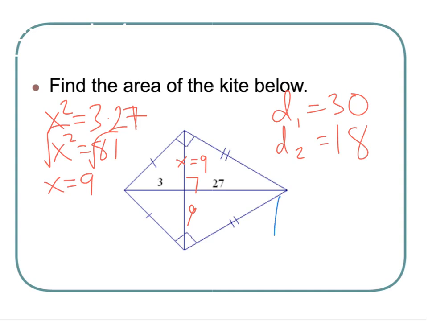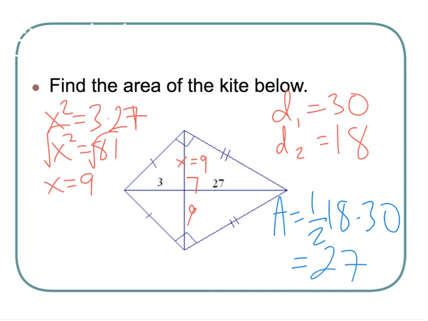for us. All right, area. Let's finish this guy out. 1/2 times 18 times 30. So I'm going to have, what, 9 times 30, so that's 270 units squared. And there's my area. Awesome. That was exciting and fun.